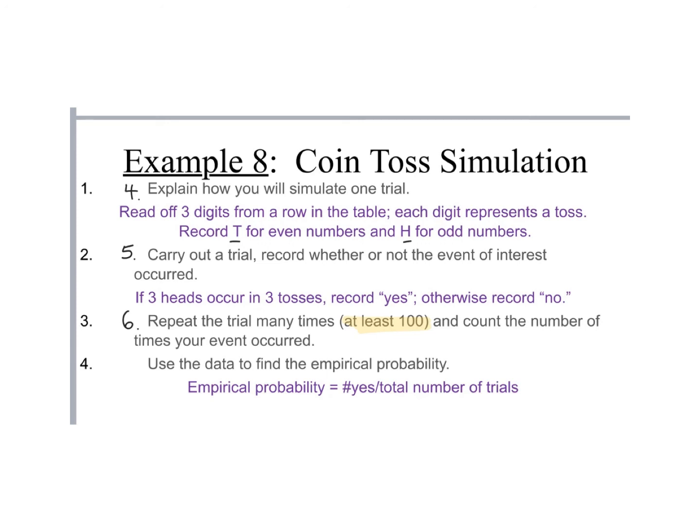So repeating it many times is super important because, right, if you do it one time, you just read the first 3 digits in a random number table, you may not get the heads, which is okay, but if you repeat it many times, you should get closer and closer to getting the actual theoretical probability, right? If you add up all of the times you get heads over the total amount of times, that should come out to the theoretical probability. So at least 100 times. And I know 100 sounds like a lot, but if you're using technology, you could do this super fast.